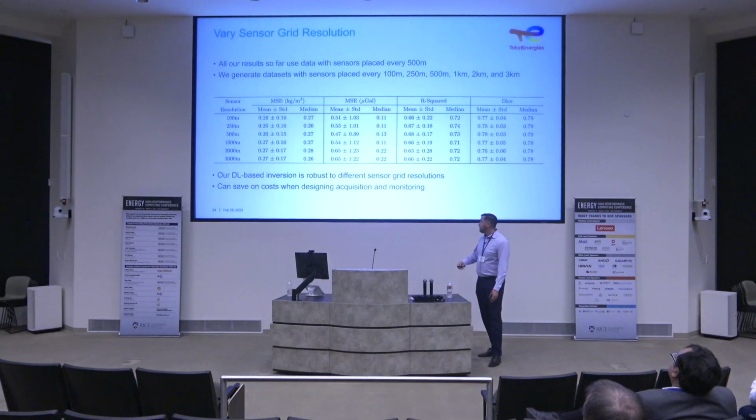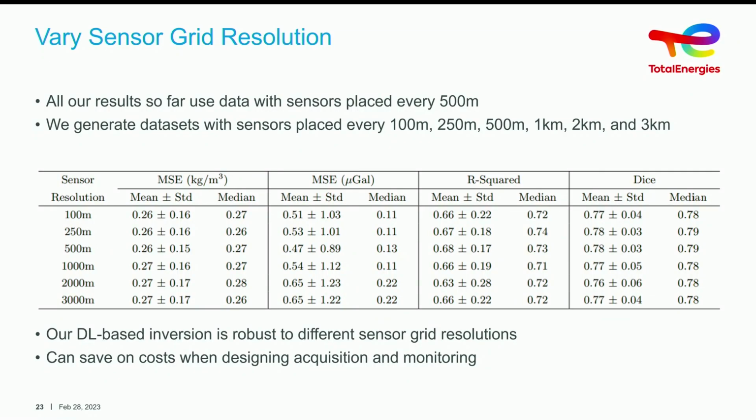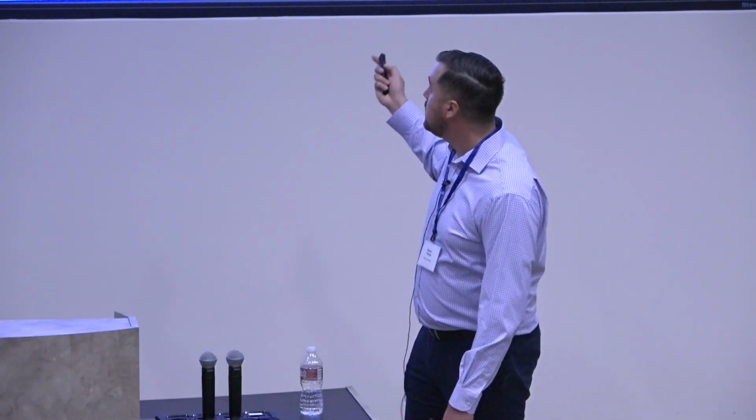And here we have the results of that. And what you'll notice, I know these are a lot of numbers, but just notice how similar they are across the board. What this is telling us is that our deep learning-based method is robust to different sensor resolutions. And this could be a potentially huge result when you're trying to design these sensor grids and save on a lot of cost if this is something that we try to do.